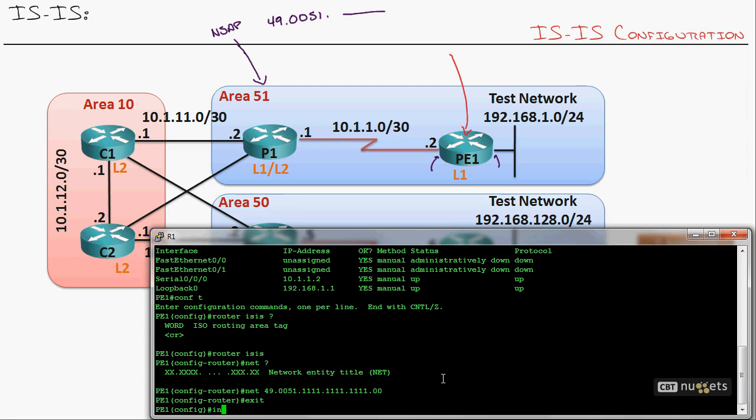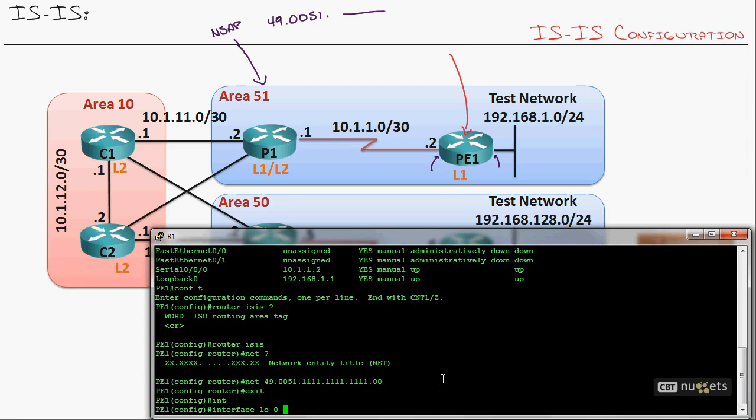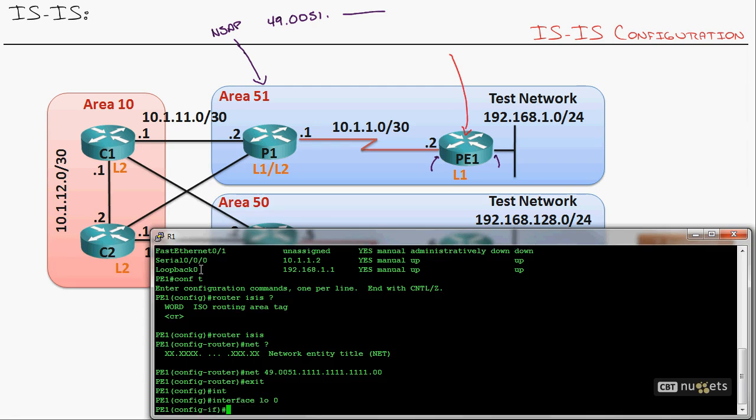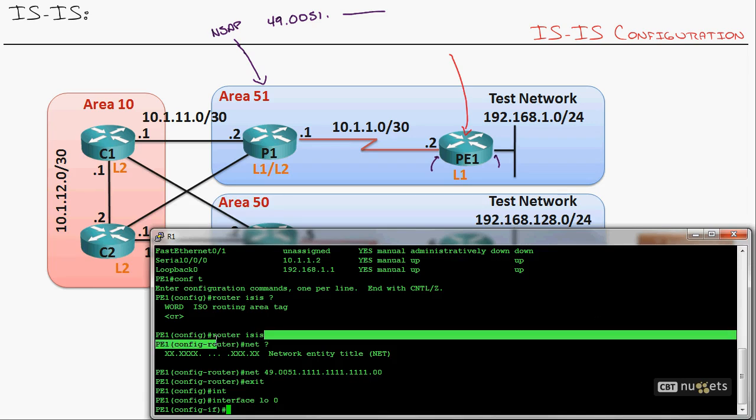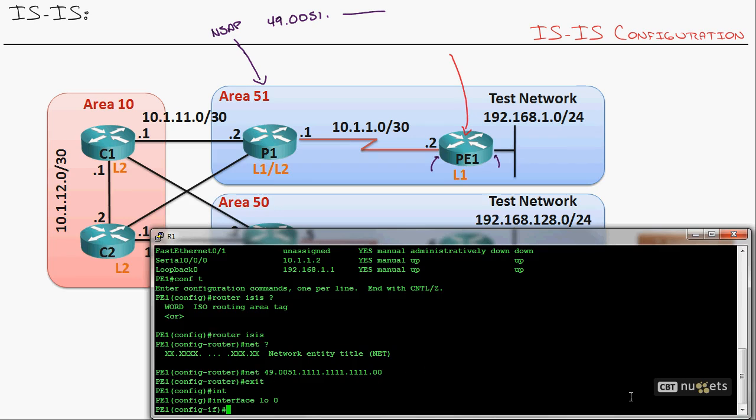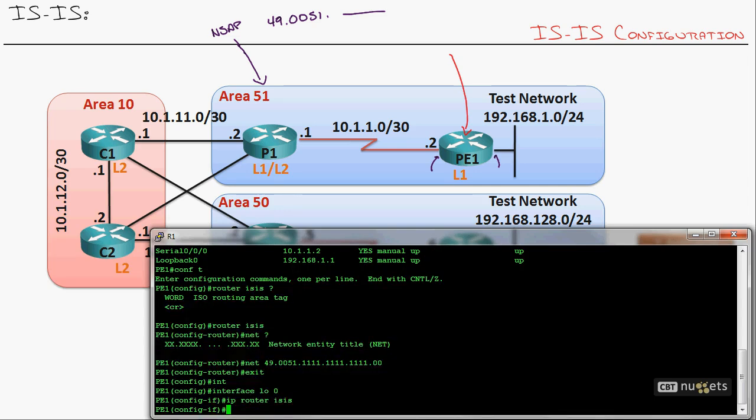Now we go under interface loopback 0, and I'm going to add this to the router ISIS process. This is very similar to what we did with OSPF. In OSPF, we could use the network command under the routing process. Well, we can't do that with ISIS. We actually go the easier route under each interface and just type in IP router ISIS. Bam. I've now added that loopback interface to the ISIS routing process.